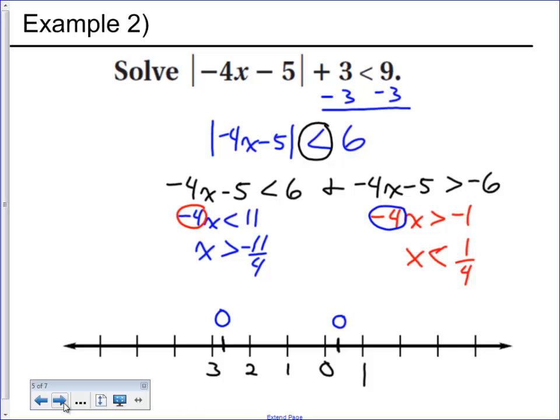And this is an AND scenario, which means I should be able to write this as one compound statement. So over here I can write that my x is also less than 1/4. And that is still true. So all I'm looking for is the x values in between those two numbers, and that would be my graph.